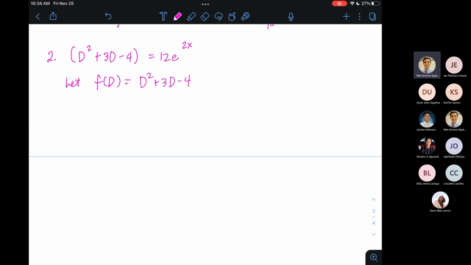Now let's try another one. Let's say we try D squared plus 3D minus 4 equals 12e to the 2x. Now again, first I will let f of D be equal to D squared plus 3D minus 4. And at this point, I can check if case number 2 will hold. In this particular example, k is equal to 2, because again, k is the multiplier to x in the exponent of e. So that means we need to check f of 2. And f of 2 is 2 squared plus 6 minus 4. So that's going to be 6, which is not equal to 0. So I know that case 1 will apply, so I can proceed as what we did in the previous example.